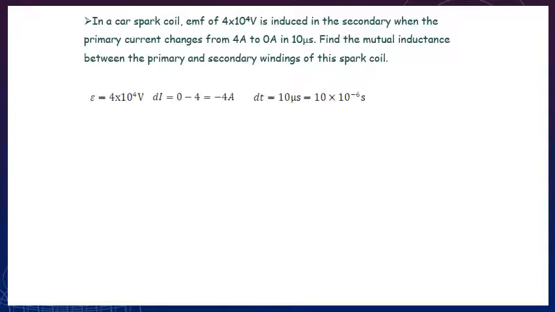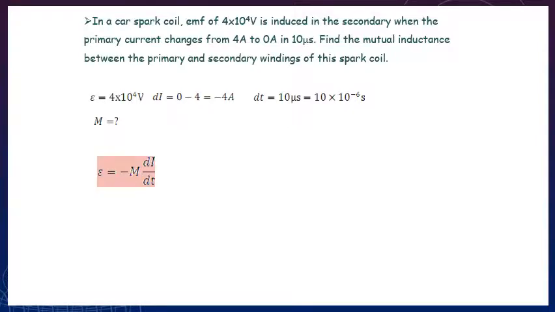The first one, EMF is given to you, 4 into 10 power 4 volts. Change in current is given to you. I need not explain it again. Initial current is 4 ampere, final current is 0 ampere. So you will have final minus initial, so 0 minus 4 is again minus 4 ampere. Time taken is 10 microseconds. Micro means 10 power minus 6. So you will have 10 into 10 power minus 6 seconds. You have to find out mutual inductance.